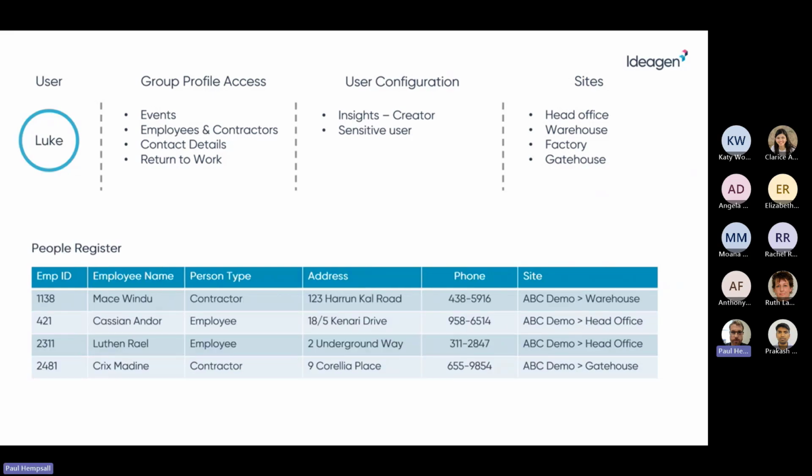All right, so let's have a look at another dashboard. So Luke then wants to look at the people register. And so again, Luke is able to see people that are assigned to all of the sites here, so warehouse, head office, and gatehouse there. Luke's also allowed to see contractors and employees, so you can see both people types. And because Luke has got contact details enabled, he's able to see their address details and their phone numbers and emails and anything else that would be considered to be private and sensitive.